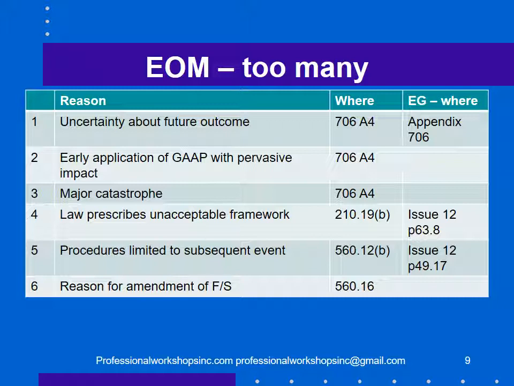That's described, of course, in the notes to the financial statements, but the auditor might choose to add an emphasis of matter paragraph to double alert readers to that. A major catastrophe. Law provides an unacceptable framework, so you've got to go ahead and audit it anyway, but the framework is, in your opinion, unacceptable. You have a subsequent event that you have modified the financial statements for, and you only extended your audit procedures to the subsequent event. You might have an emphasis of matter paragraph, and there's an example. If you've amended financial statements and there's a reason described in the notes, the auditor might emphasize that in an emphasis of matter paragraph.